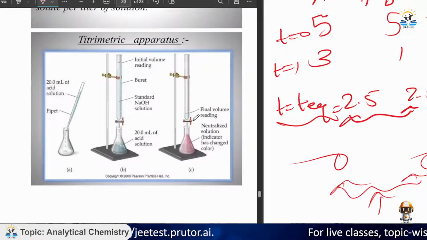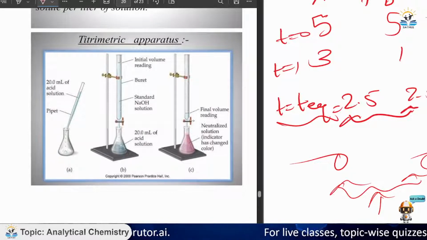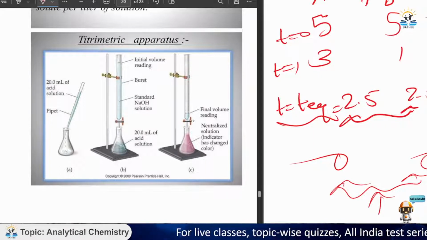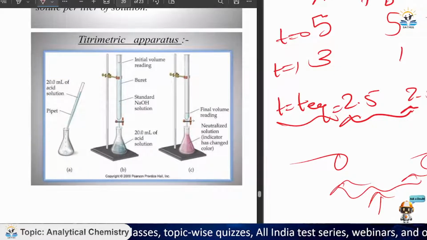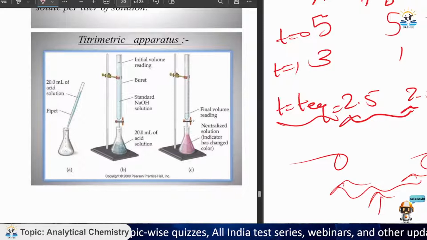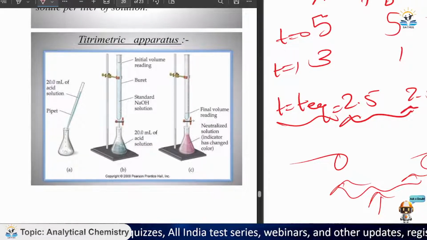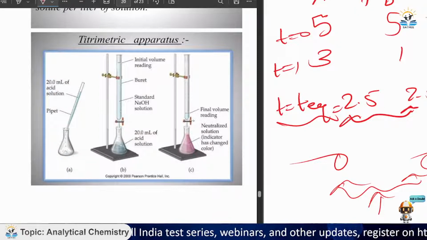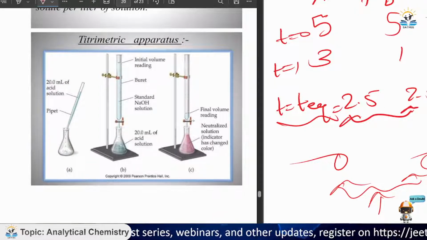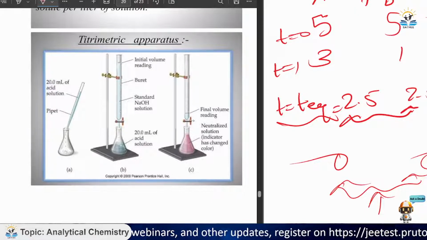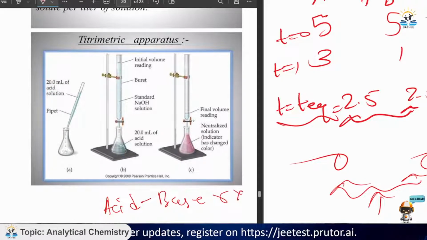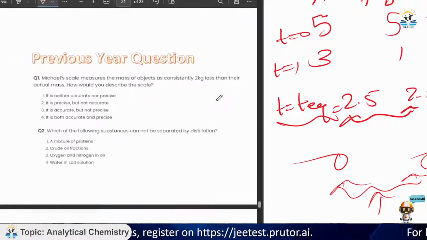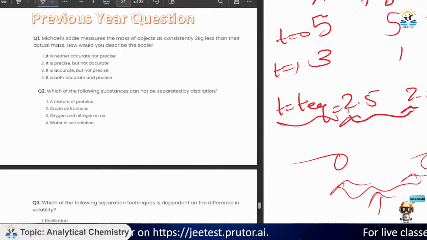So I'm showing you some apparatus like this. It is a beaker, this is a pipette, with 20 ml of acid solution given. Now it is taken there, and this is a burette. Standard NaOH solution is generally flowing down with proper weight and proper measurement. As the NaOH goes down, the color of the acid solution generally changes. That is basically an acid base reaction. Simple, I have taken.